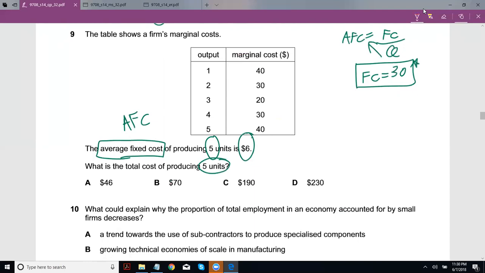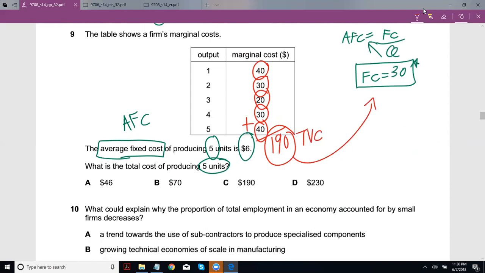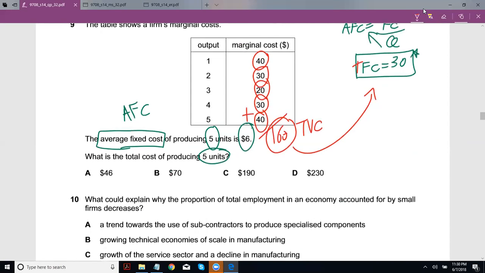So for 1 it is 40, for 2 it's 30, for 3 it's 20. And so you just add all of these. 190. You get 190. So this is your total variable cost. No, 190 is when you add the fixed cost as well. Okay. So what you're getting is 160. This is your total variable cost. You add this to your total fixed cost, you get 190.